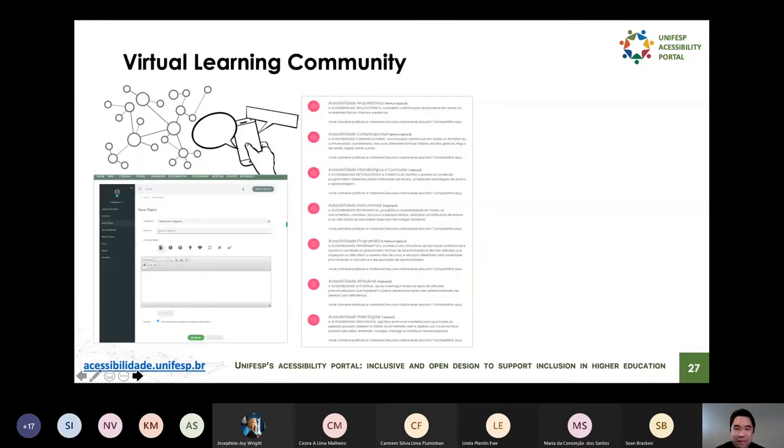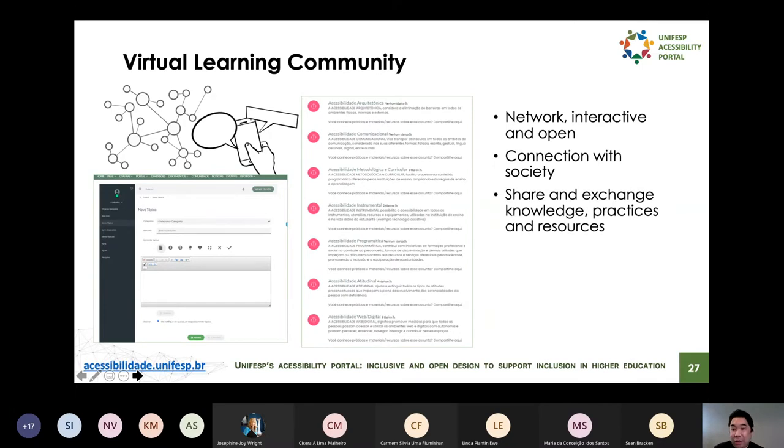And finally, we present, I think, our most important feature, that is the virtual learning community of the portal. Being built on an open and interactive model, the virtual community aims to connect the portal with society and with people from all over the world, like Include is doing, so they can exchange experience, knowledge, and resources about accessibility in higher education. Based on a digital forum model, participants all over the world can include experiences, comment on, and interact with each other through categorized posts on accessibility dimensions. So we are using the accessibility dimensions as the structure of the posts.